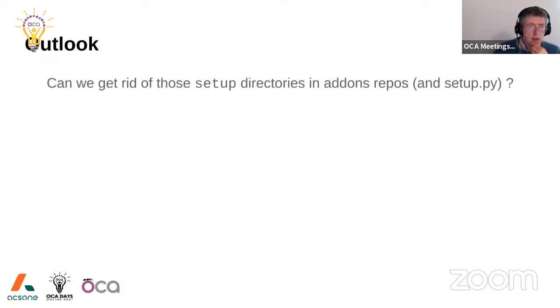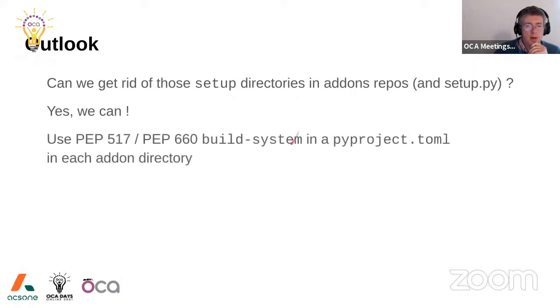And so, a little look at the future. Those setup directories in add-on repositories are a bit noisy, and people are always asking why they're necessary. Hopefully I've explained that. But it turns out that with modern Python packaging tools, it's not necessary to use setuptools anymore. And so we can declare our own build backend in a file named pyproject.toml. You may have seen that in some modern Python projects.